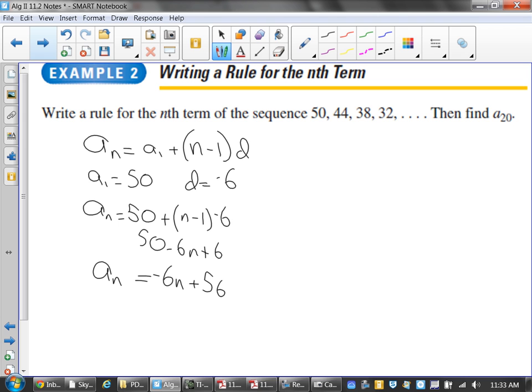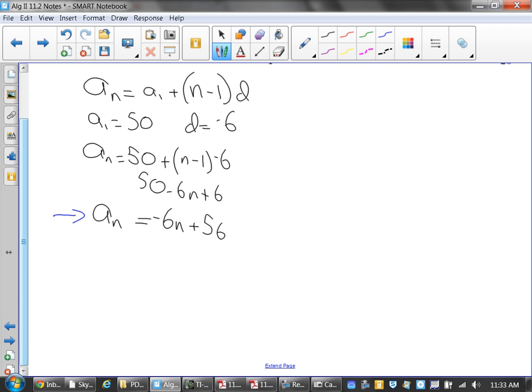But that was just the first part of the question. The second part asked you to figure out what the 20th term is. If this is your nth rule and you want to figure out the 20th term, what do you substitute in for n? 20. I think it's negative 64. All right? Just as I thought.